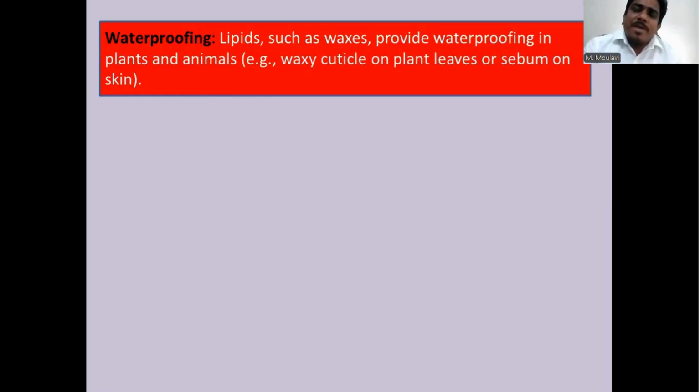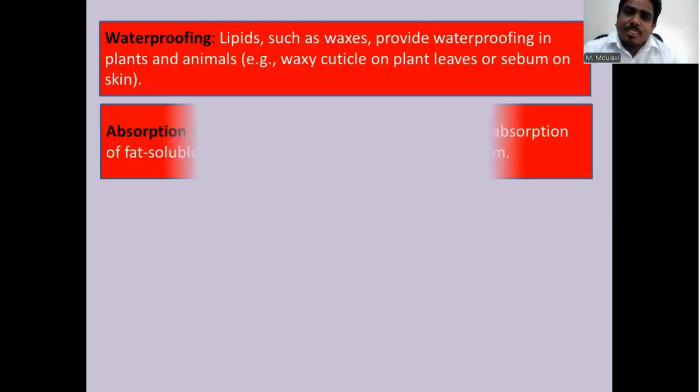In waterproofing, lipids such as waxes provide waterproofing in plants and animals, and in this way they protect the fruits and the leaves of the plant from dehydration.